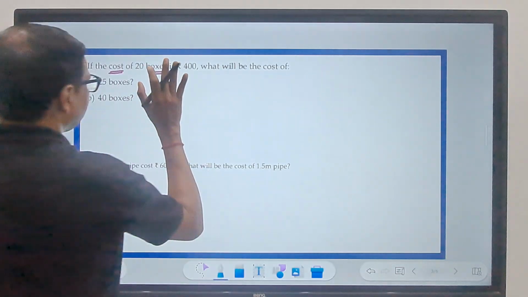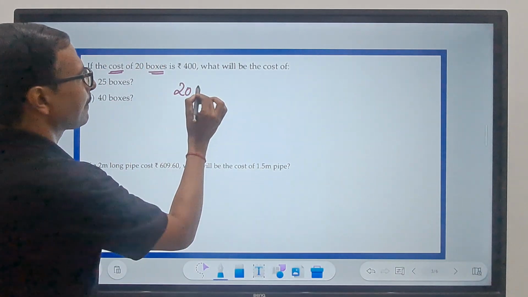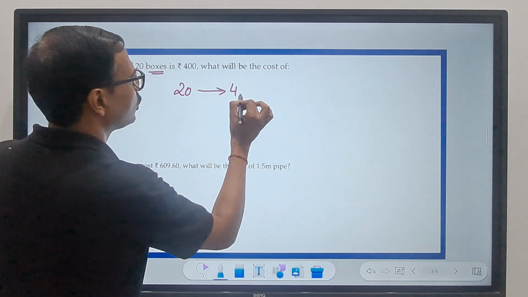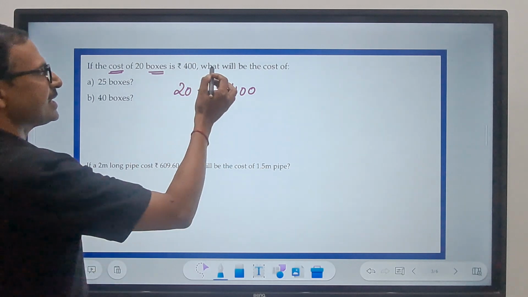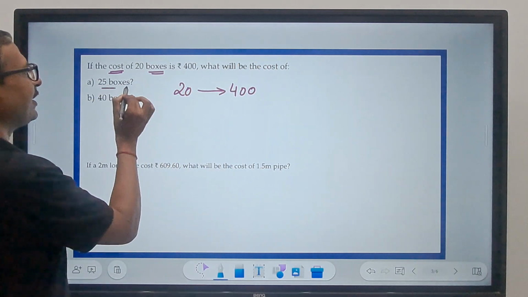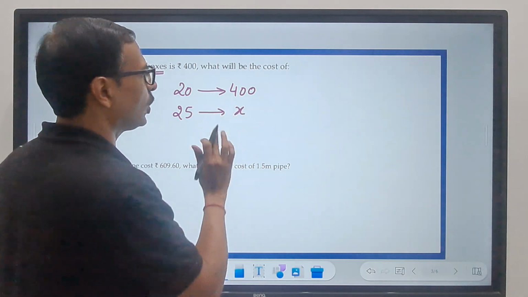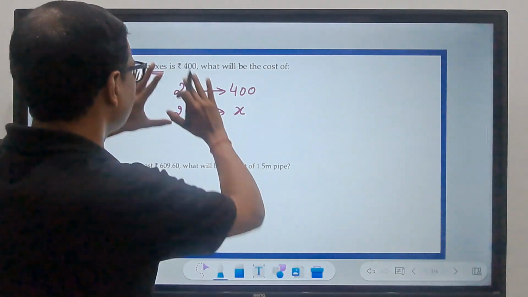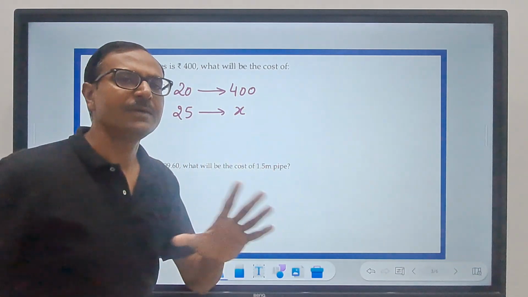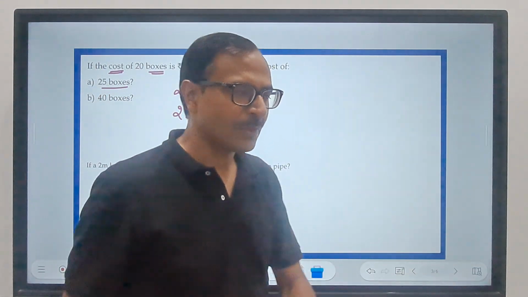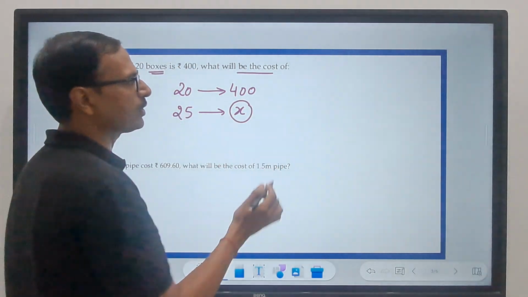Right? So here, 20 boxes cost 400 rupees. So these are boxes and this is the cost. He is asking you what will be the cost of 25 boxes. So for 25 boxes, the cost X is not known. Now this is the question. So you have to reduce the entire statement into a table form like this, and after that it's very easy. How do you find X, that means the cost of 25 boxes?